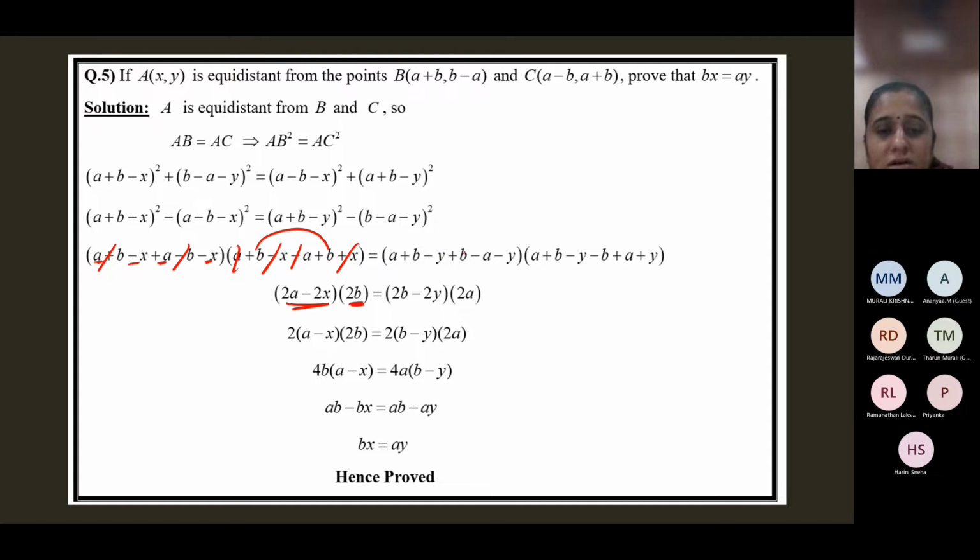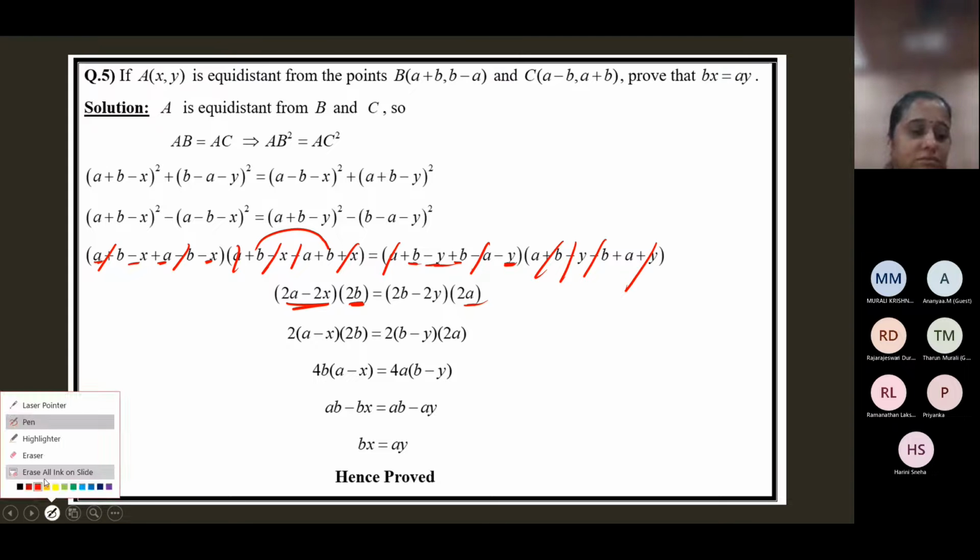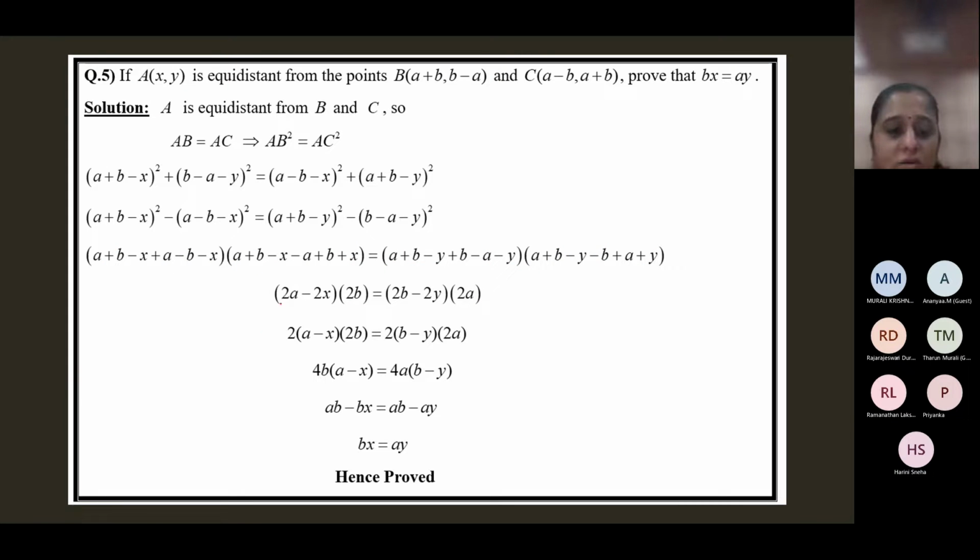So similarly here, a minus a plus a. So this is 2b minus 2y. Out here, so 2a. Now there's 2 common here. There's 2 common here. So I brought out that common factor 2. 2 into a minus x. And here also 2 common. So 2 into b minus y.